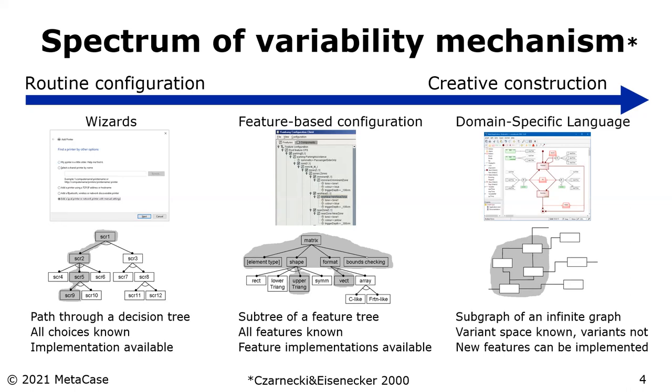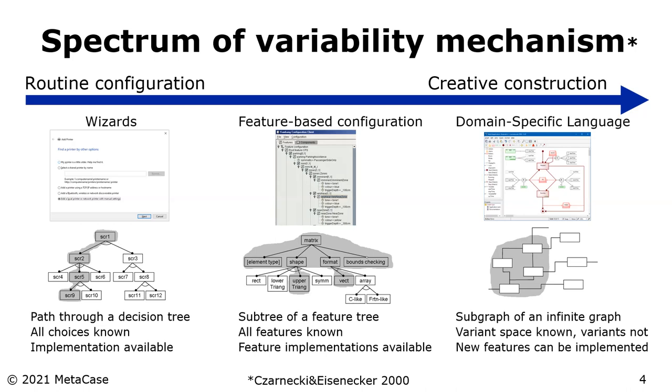So with the domain-specific language, someone creates the metamodel. And then when we create the product variants, we use the language and instantiate it for making the models. And this means that the language sets the variation space, but we don't know yet all the variants.